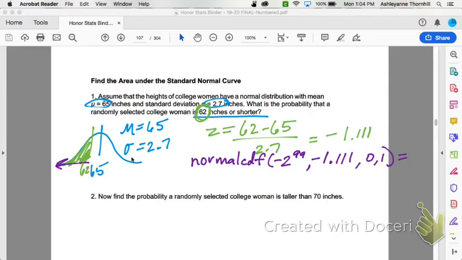Can you remind me like how to get to the normal CDF again? Second, vars, oh yeah, that's right. Okay, and then option 2. Okay. It's like the lower bound and the upper bound.